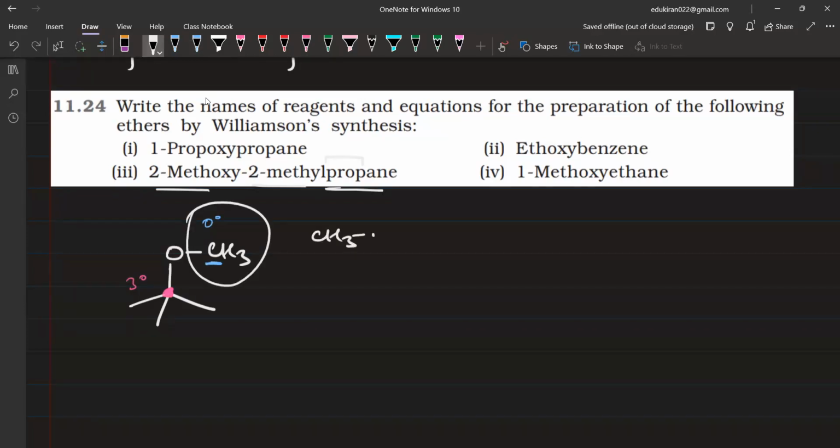CH3Br plus बचे हुए से alkoxide बना लीजिए, ONa. बस हो गया. These are the molecules which will be used. इसको कैसे नाम देंगे आप? This is what? This is methyl bromide. मीथाइल ब्रोमाइड. या फिर आप इसको ब्रोमोमीथेन भी बोल सकते हैं. And this is what? This is tert-butyl alkoxide. Tert-butoxide.